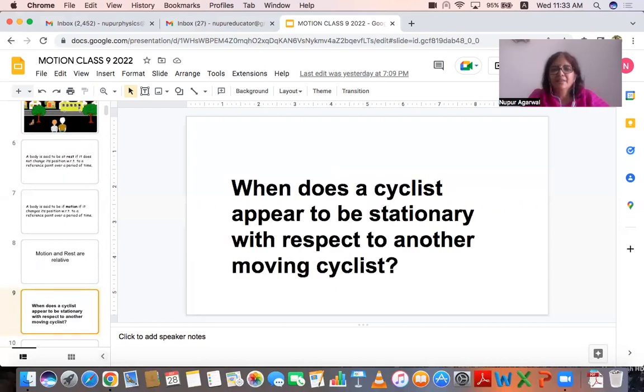Now this is a hot question, a high order thinking question. When does a cyclist appear to be stationary with respect to another moving cyclist? You can think and answer.